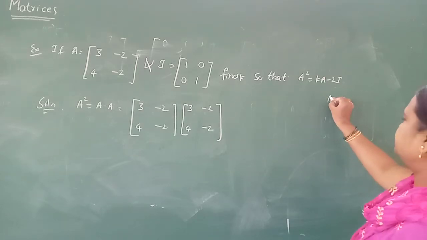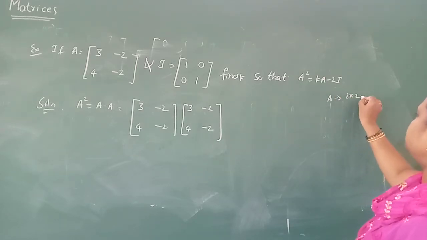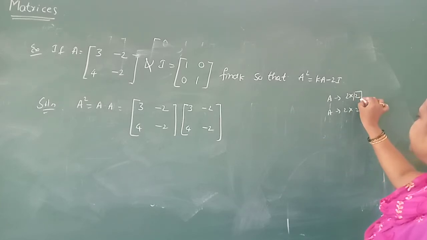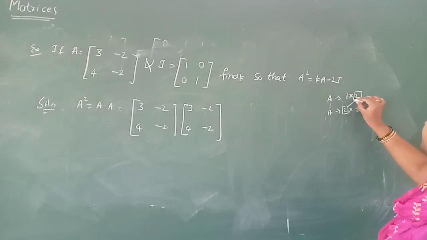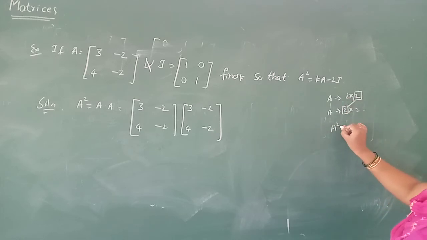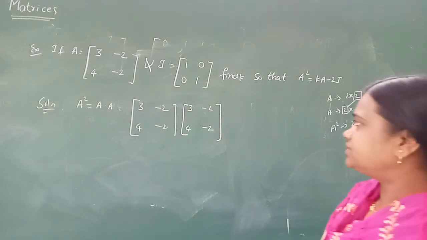This is a matrix of order 2 into 2. Second also 2 into 2. And we know that the columns of the first matrix and the rows of the second matrix are equal, so the resultant matrix A square will be a 2 into 2 matrix. Okay.